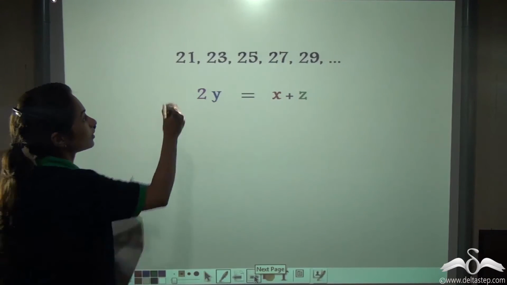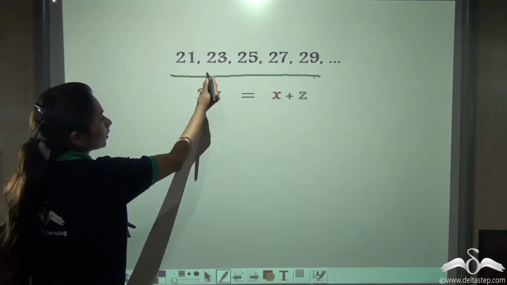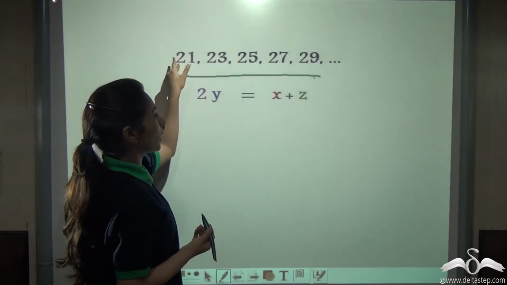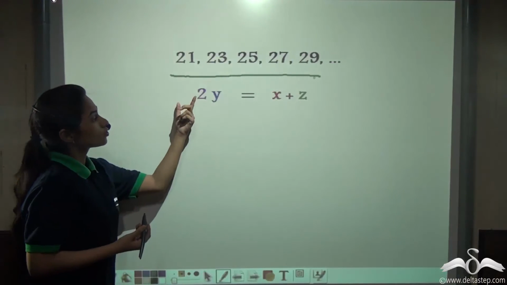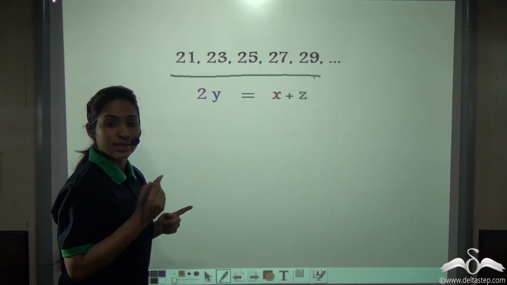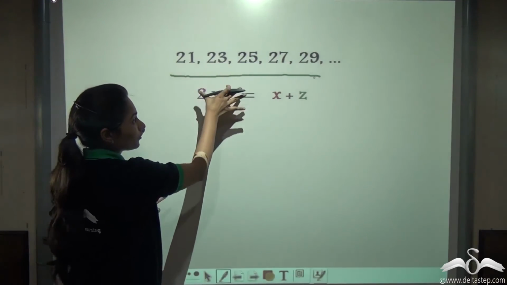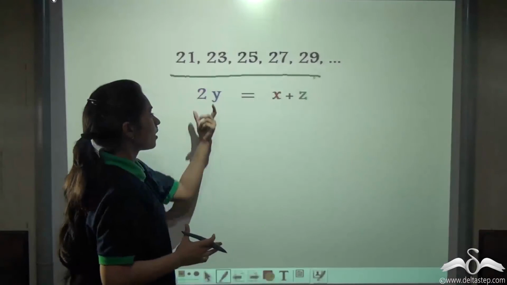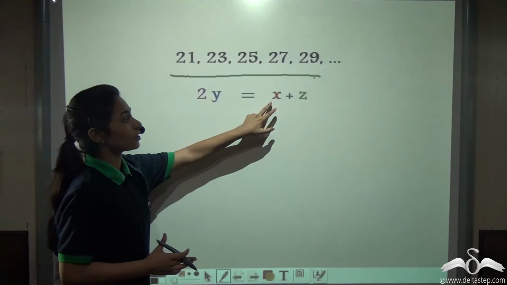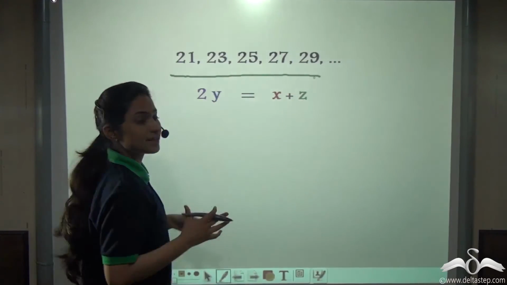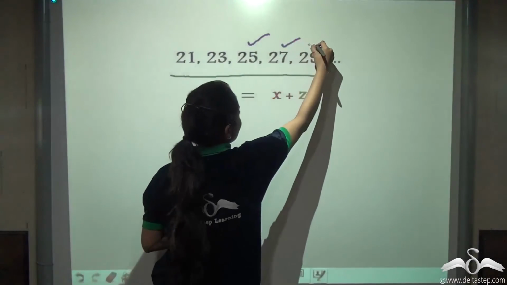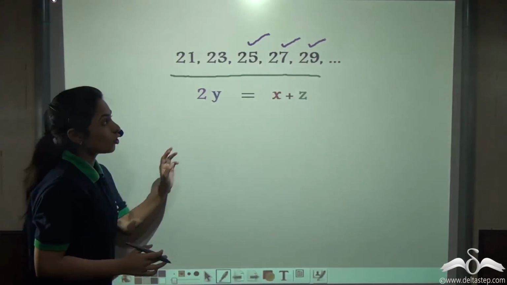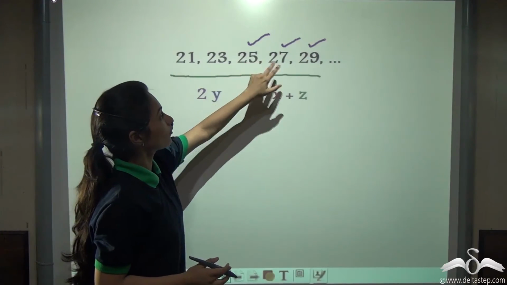Check here. Here you can see this is an AP series, 21, 23, 25, 27, 29. You can say this is odd numbers between 20 and infinity. So we know that if a series is an AP series, then any three consecutive terms taken as x, y and z will give you 2y is equal to x plus z. That is double the second term will give you the sum of the first and the third terms. So here let's take any three terms, say 25, 27 and 29.